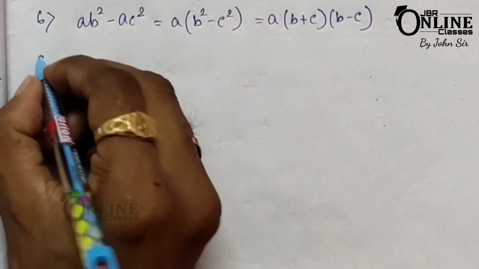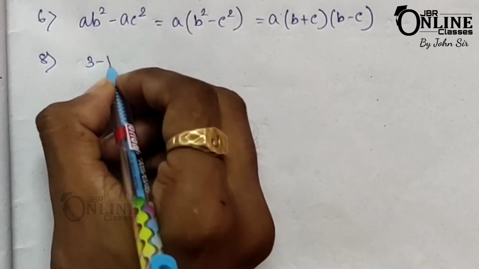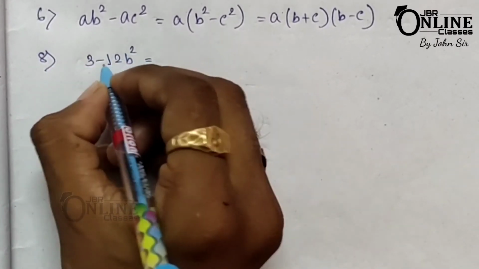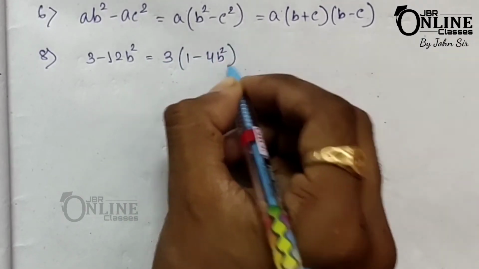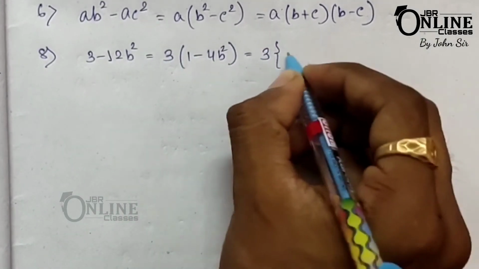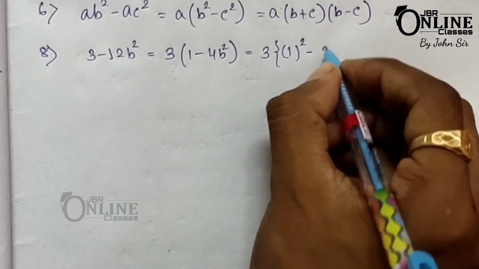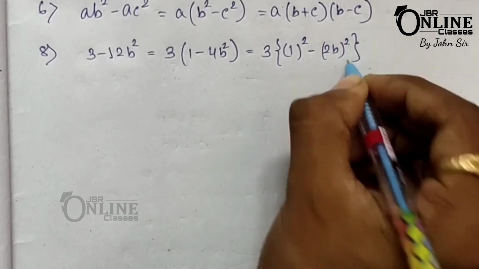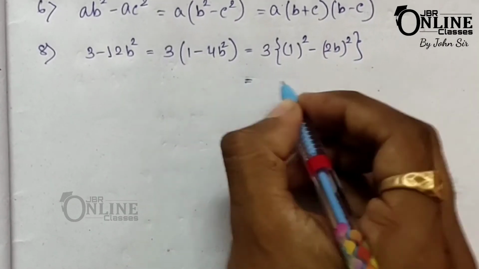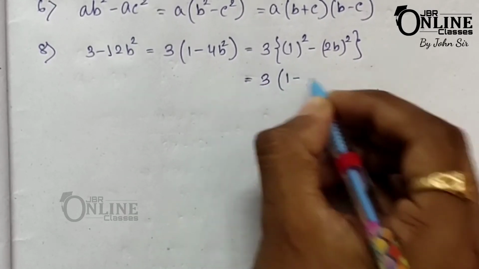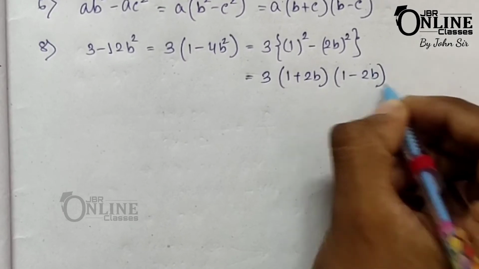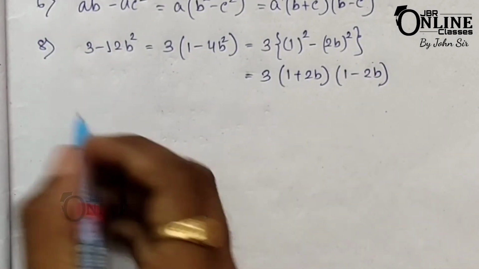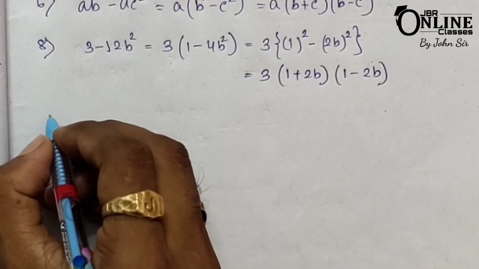Now for sum number 8, 3 minus 12 b square. So if 3 will be common, then 1 minus 4 b square. So you can write 1 minus 4b square as 1 square minus 2b whole square. Okay, so here you can apply the formula a square minus b square, that means 1 plus 2b, and next one 1 minus 2b.